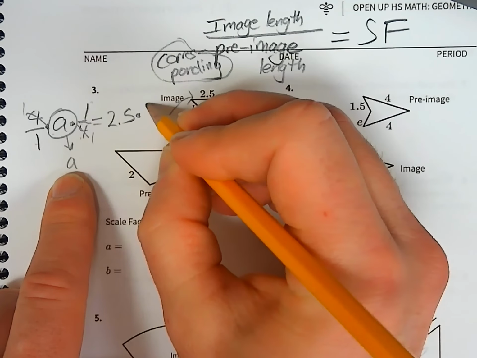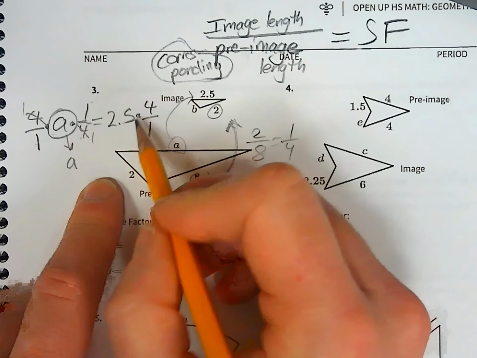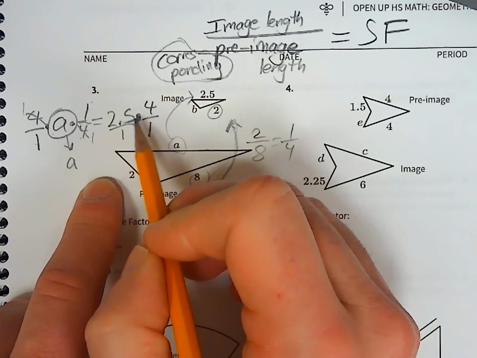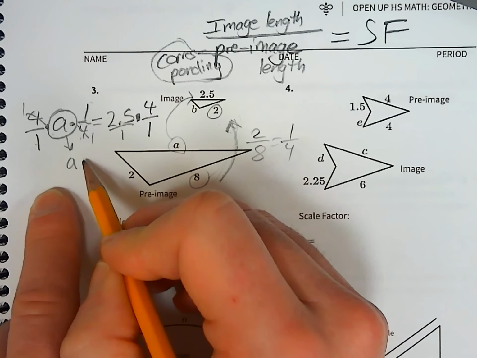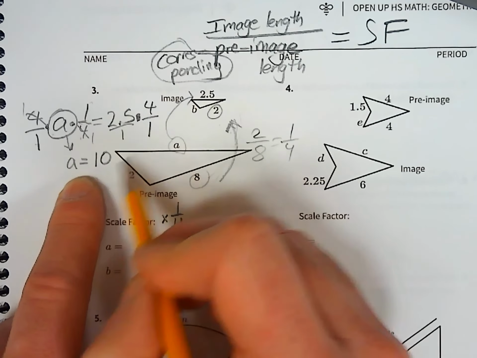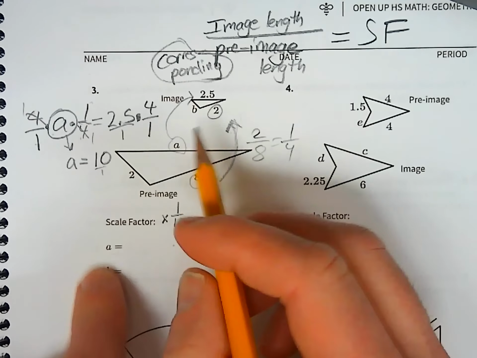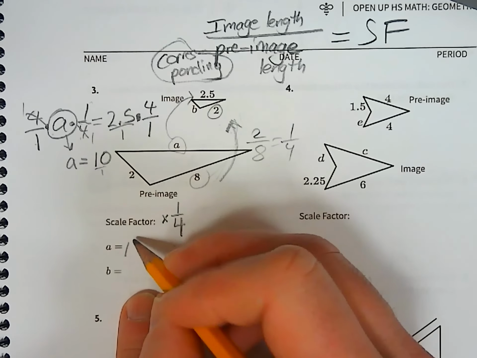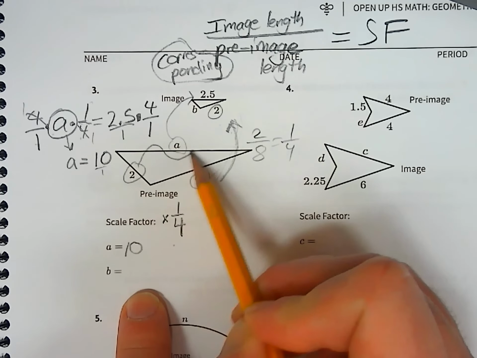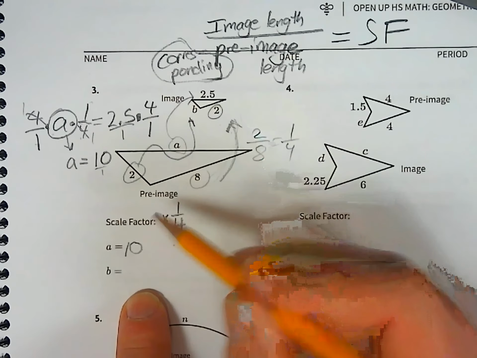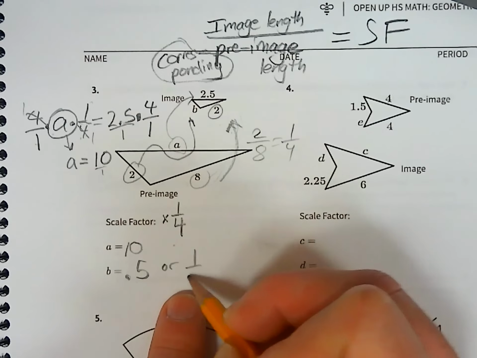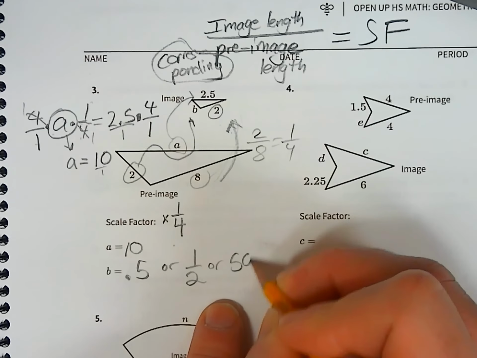But what about this side? We forgot to multiply by 4 over 1. And 2.5 times 4, so multiply dot, let's see, is 10. Over 1, because 1 times 1 is 1. Okay, great. So we figured out a is 10. Two times 1/4 to get to that corresponding side is 0.5, or 1/2, or 50/100ths.